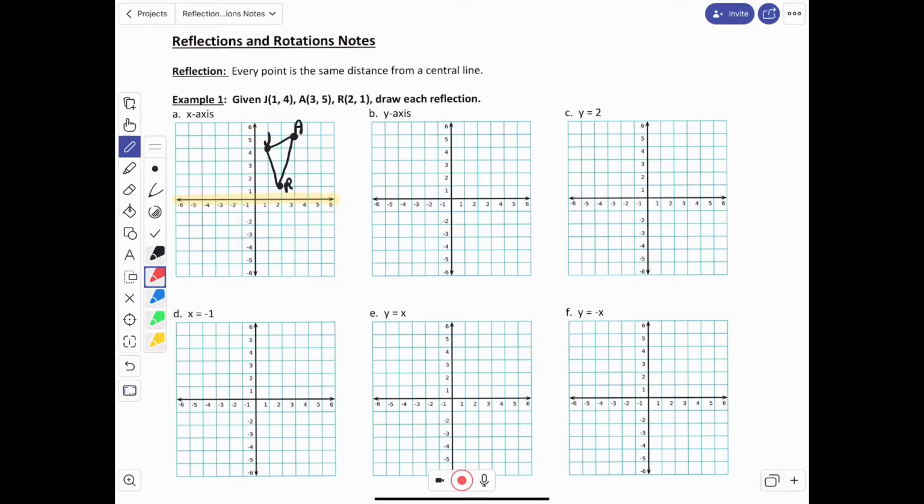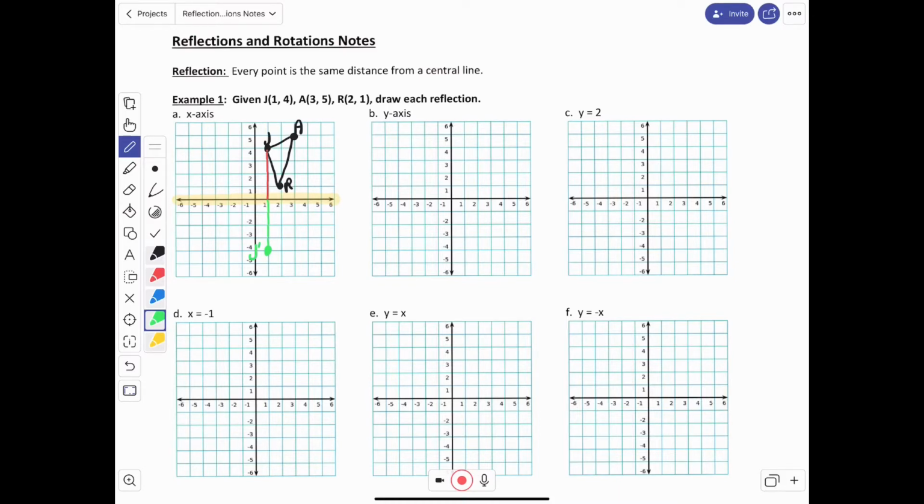For example, if we start with J, you can see that we are 1, 2, 3, 4 units away from the x-axis. So we want to be 1, 2, 3, 4 units away from the x-axis on this side as well. So this is where our point would be. This is where the new J would be.